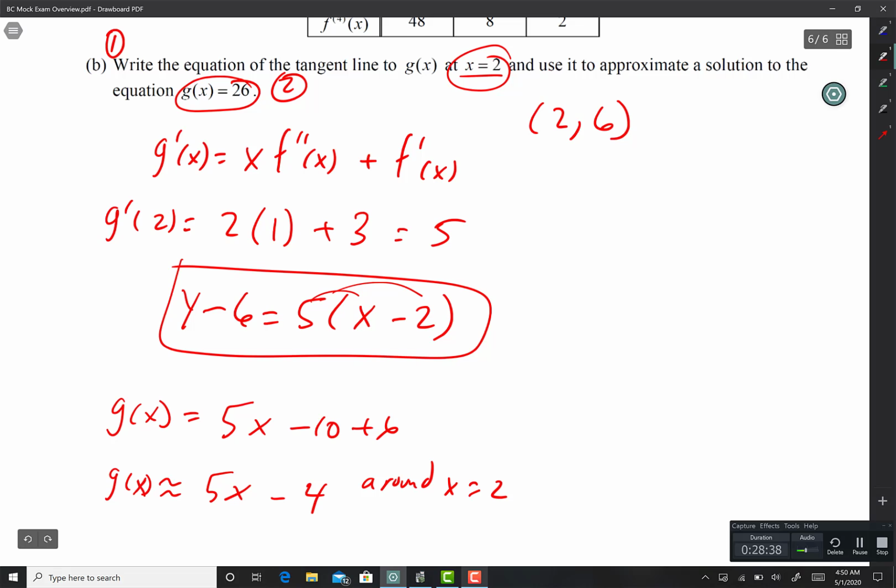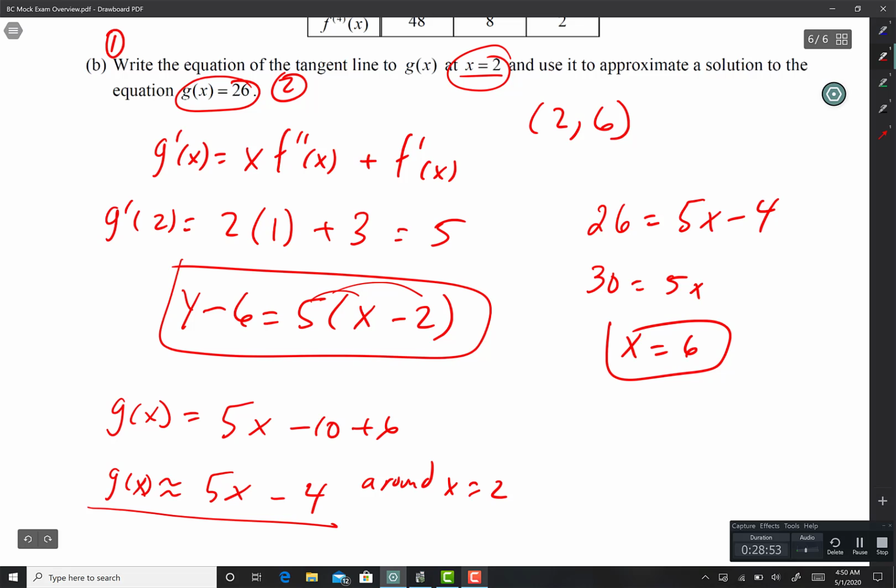So now I want to set that equal to 26. So 26 equals 5x minus 4. Plus 4, plus 4. So 30 equals 5x. Divide by 5. X equals 6. So there it is, guys. I hope we enjoyed it.